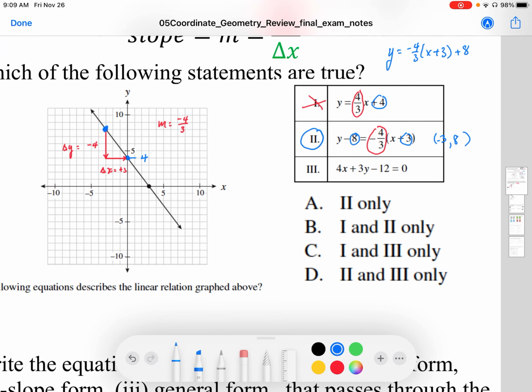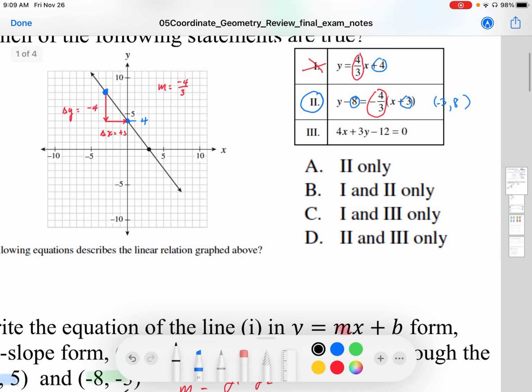For number 3, we could put this into y equals mx plus b form, just solve for y. That may be the choice that most people are comfortable with. And the alternative is to analyze the intercepts based on this form. So I'm going to do the first. I'm going to rearrange this equation. I'm going to subtract 4x from both sides and add 12 to both sides. So I get negative 4x, and I add 12 to both sides. I'm going to solve for y to put it into the mx plus b form.